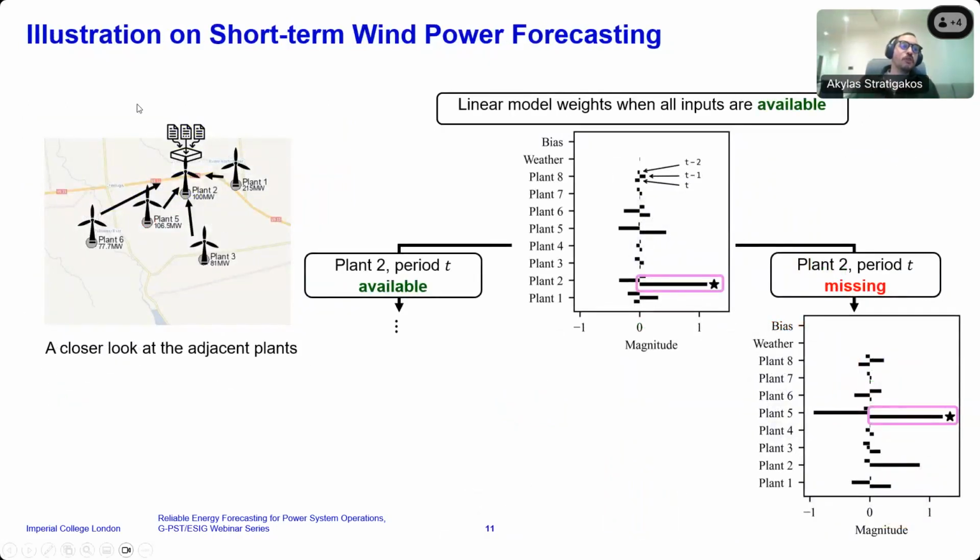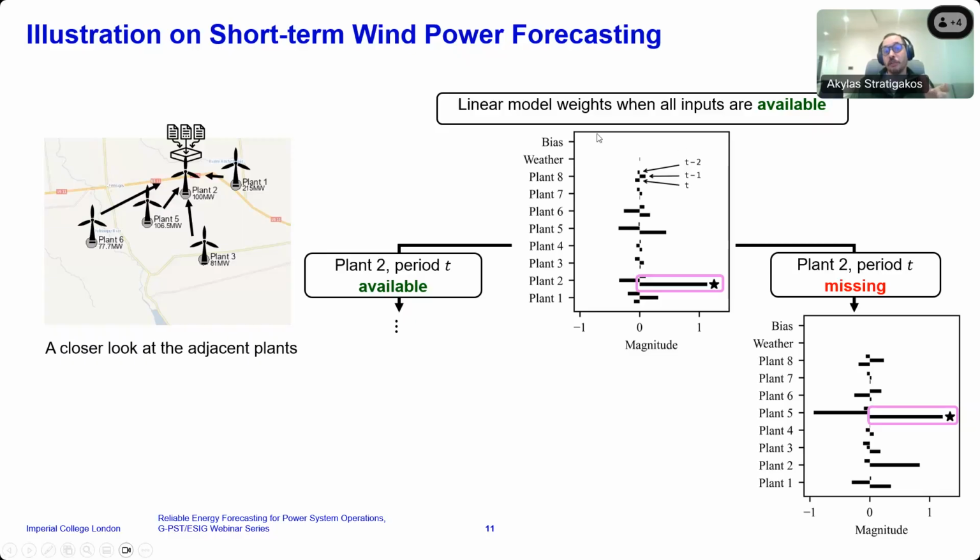So here I have zoomed into the, let's say, vicinity of our target power plant. So we assume that our target power plant is power plant 2. And we assume that our features, so the inputs that we are using for prediction, are the current measurement of all the power plants in this vicinity, plus 2 historical lags, so period T, T-1, and T-2. And we also have one input that accounts for the weather into the future. And we assume we have a simple linear model to train.